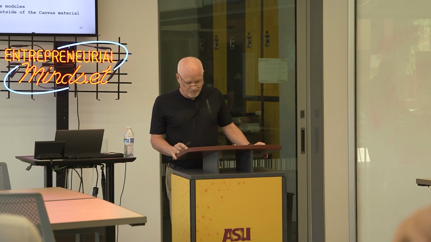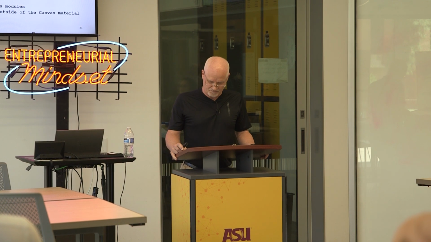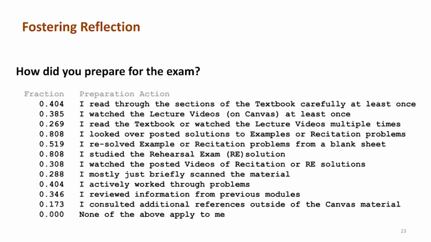Recently, we started to ask specific questions on the self-assessment about how they prepared for the exam. They respond to the 12 preparation actions shown on the slide. The fraction represents the portion of students who said yes to each item. The score of 1.000 is what we want, just like baseball.